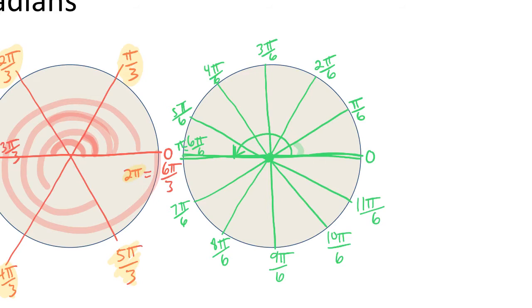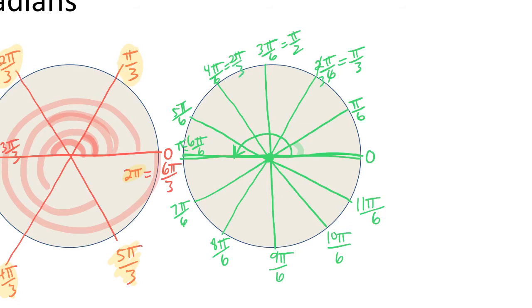Okay, now of course some of these can be simplified. So this 2 pi by 6 is really just pi by 3, right? Because the 6 and the 2 can simplify to give us just a 3 on the bottom. We know that 3 pi by 6 is really just pi by 2. We know that 4 pi by 6 is just 2 pi by 3.